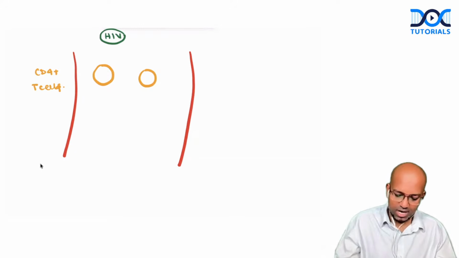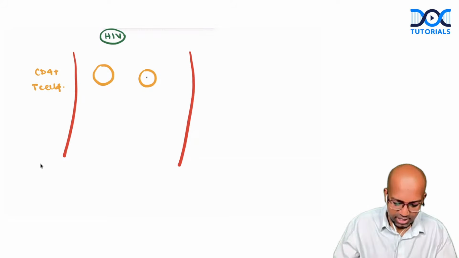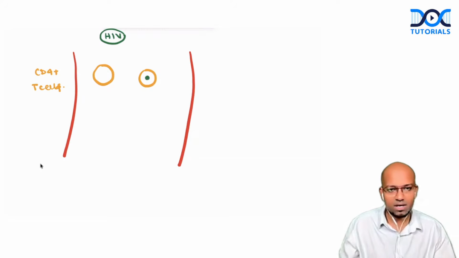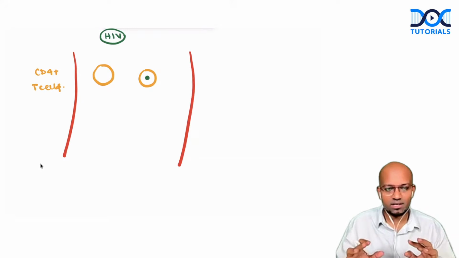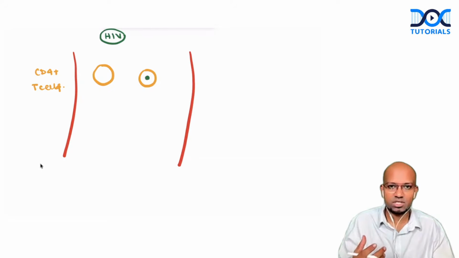Okay, so consider I have drawn two CD4 plus T cells here. The HIV is gaining entry into one cell. The other cell, it is not gaining entry into till now. Now, this patient has been suffering from CD4 plus T cell deficiency, and the patient is coming to you with symptoms of HIV, and you're diagnosing the patient with HIV.